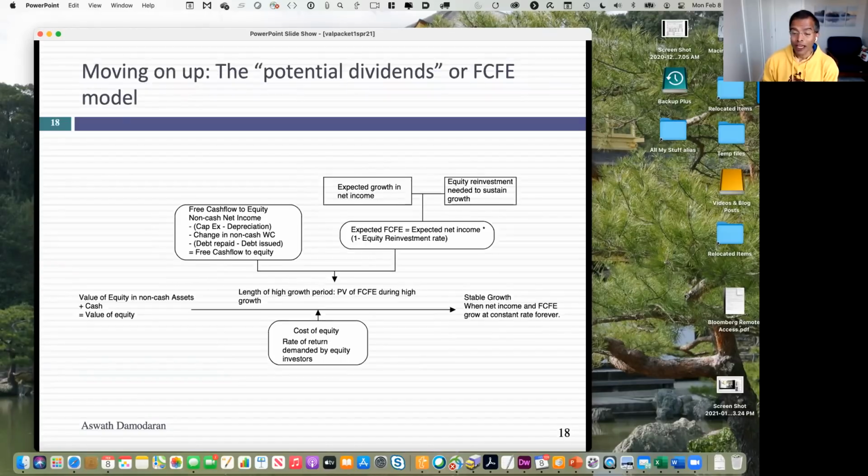If you switch to a free cash flow to equity model, nothing really changes, right? All you've done is replace dividends with free cash flow to equity. Same focus on cash flows to equity. The discount rate is still the cost of equity. What you get is a present value. It's a value of equity. But I'll tell you why you need this model.